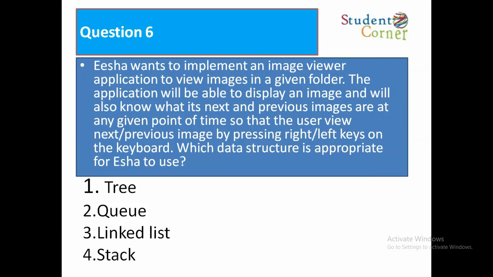Sixth question. Isha wants to implement an image viewer application to view images in a given folder. The application will be able to display an image and will also know what its next and previous images are at any given point of time, so that the user can view the next or previous image by pressing the right or left keys on the keyboard. Which data structure is appropriate for Isha to use? The options are tree, queue, linked list and stack. The answer is linked list, because a doubly linked list stores the address of the previous node, the data, and the address of the next node. With the help of a doubly linked list we can move forward and backward.